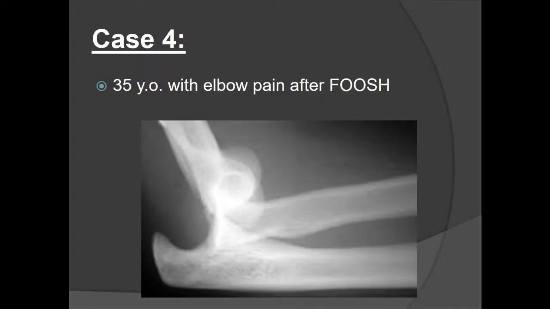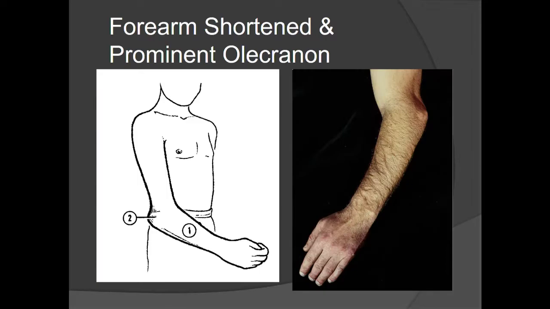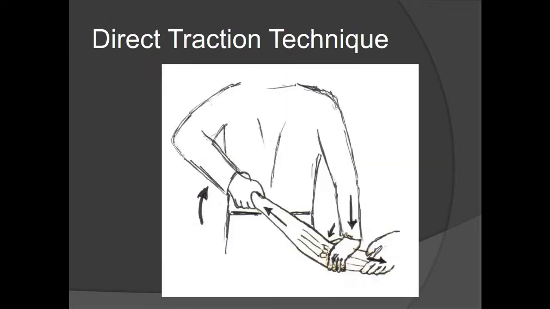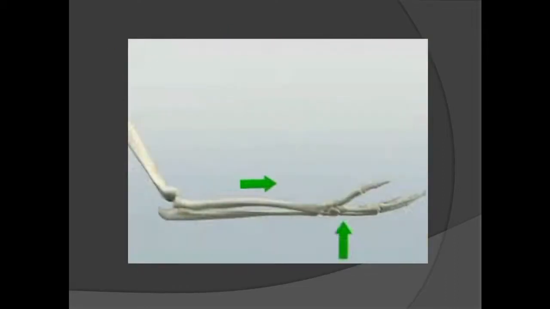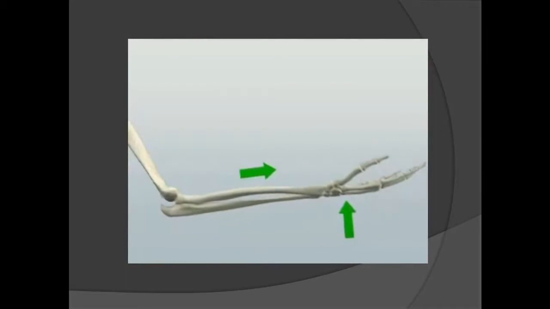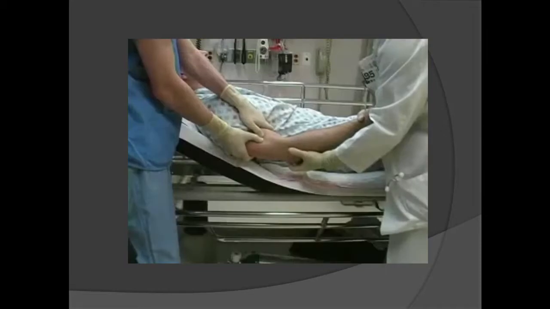Last case, 35-year-old elbow pain after a fall. You see a T-Rex arm, right? The shortened forearm, a prominent olecranon. You're like, oh, I love these cases. They've got an elbow dislocation, right? So there's 2 techniques you can use. One's the direct traction. So if you can see, you're going to pull direct traction on the forearm while bending it and trying to put that olecranon back into place.